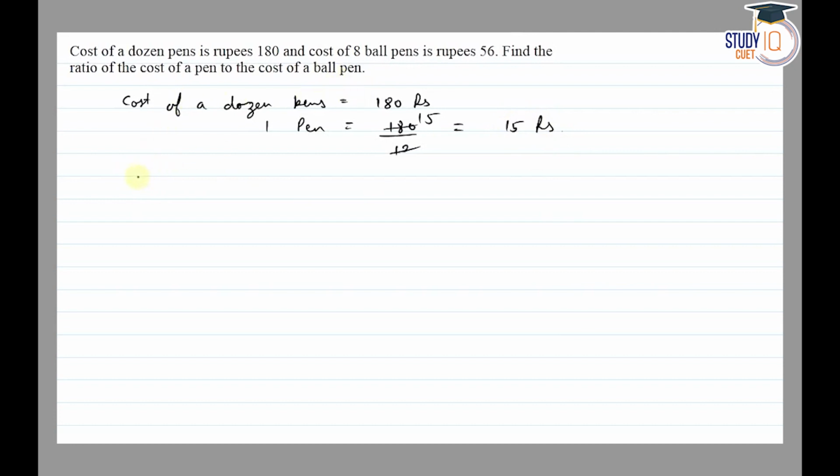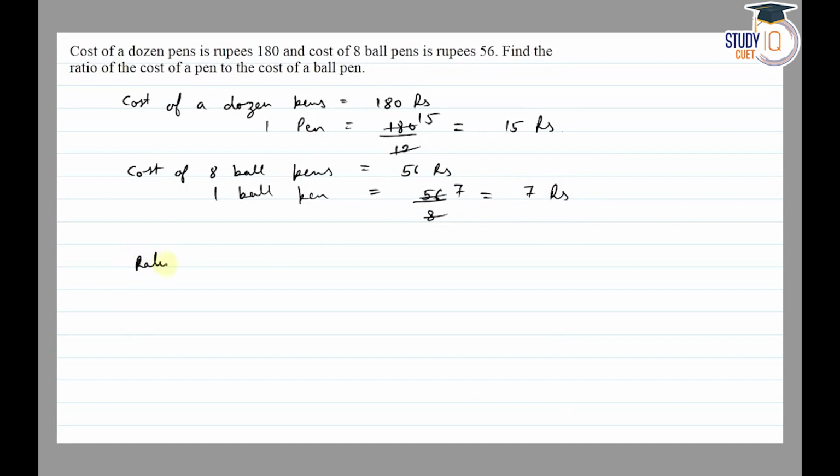Second, हमारे पास cost of 8 ball pens, 56 rupees. So cost of one ball pen will be 56 upon 8 by unity method. So 8 से cancel out हो जाएगा 7 times. So cost of one ball pen will be 7 rupees.